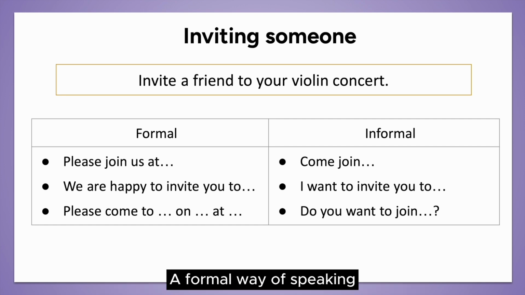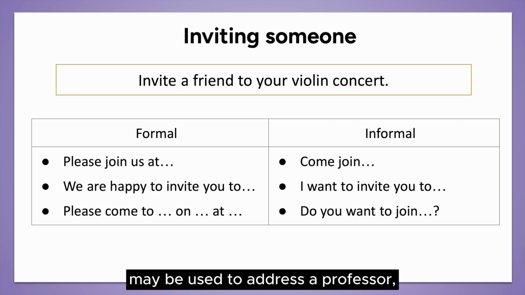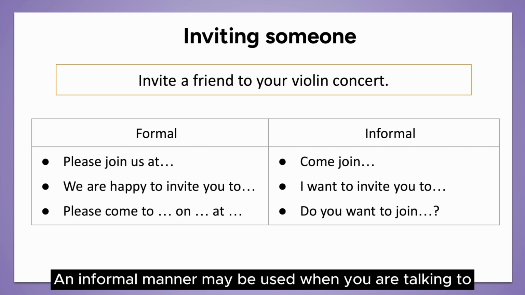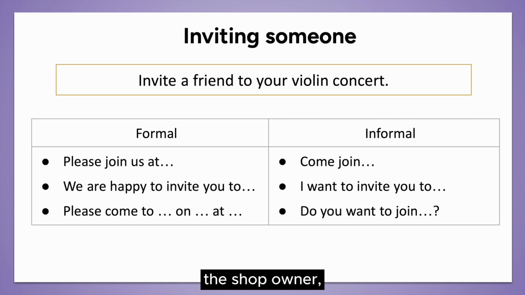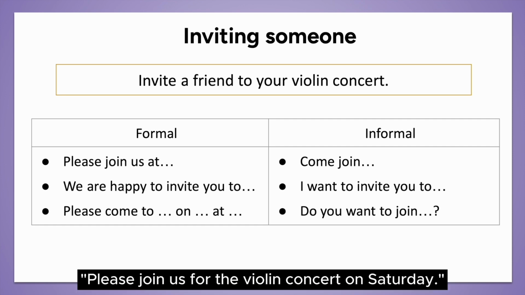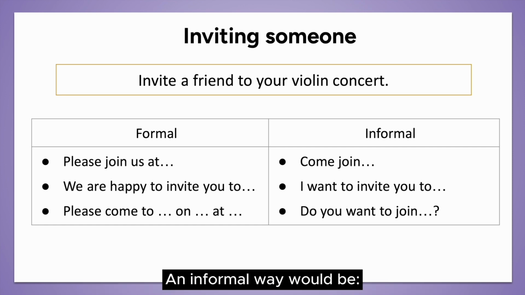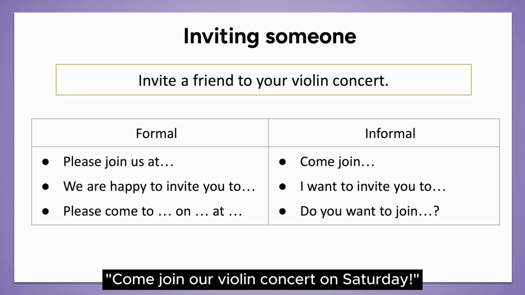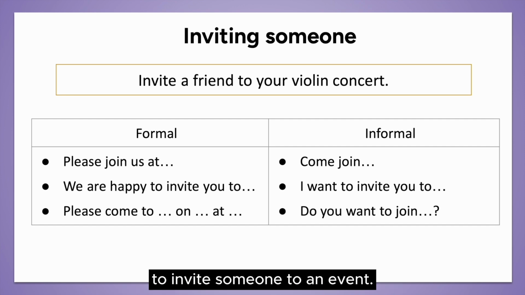A formal way of speaking may be used to address a professor, a teacher, your boss, or someone in the government. An informal manner may be used when you are talking to your friend, the shop owner, or your family. For example, if you were inviting a professor to your violin concert, you could say, "Please join us for the violin concert on Saturday." An informal way would be, "Come join our violin concert on Saturday." Depending on the context of your question, these sentence starters could help you to invite someone to an event.